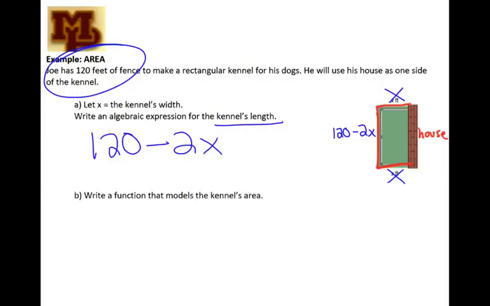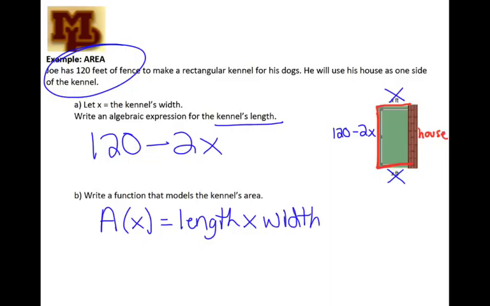Write a function that models the kennel's area. Well, we know the area of a rectangle is length times width. So we're going to say length times width. And so the length and width, if we multiply them together, one of them is X and one of them is 120 minus 2X. So just multiply those two together.